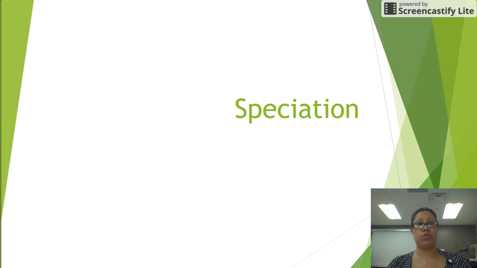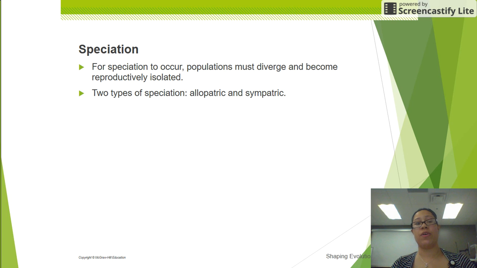For a species to separate out and you to have two distinct species, of course we need to have reproductive isolation. We're going to talk about two different ways that this can happen, allopatric and sympatric.